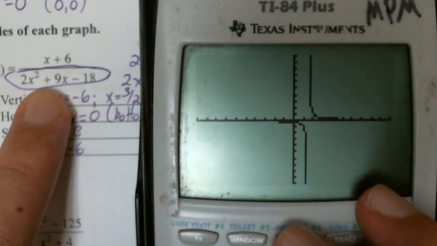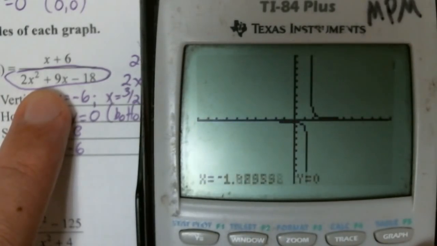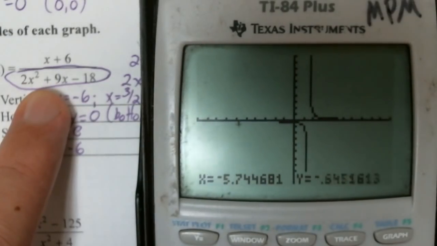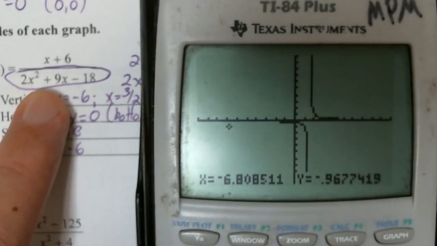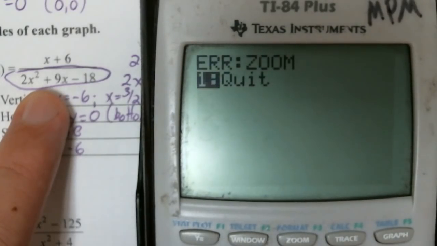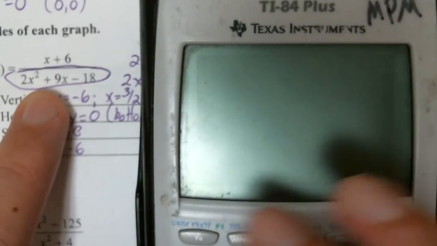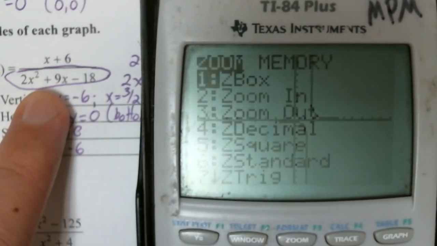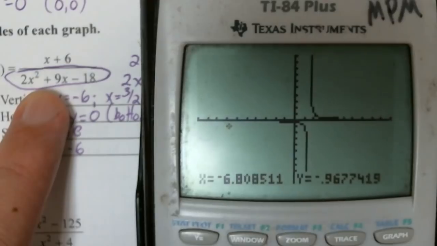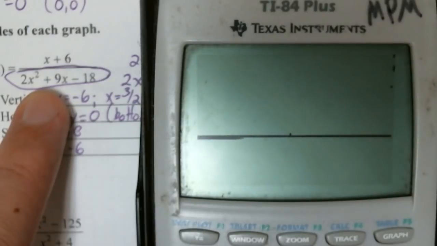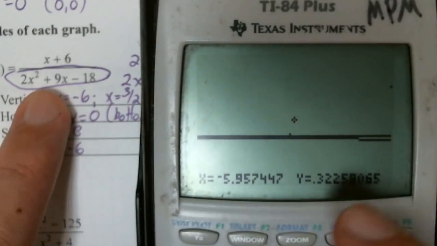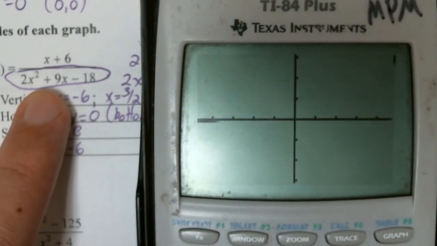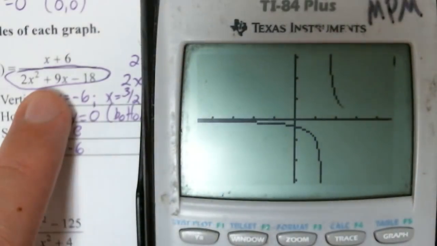Okay, so once again, I can't really see it. So I'm going to do a zoom box over here at negative 6. Sometimes it's hard to see. Okay, enter. Let's make a little box. Yeah, this one's going to be kind of hard to see. So zoom 1/10. Yeah, this one's going to be kind of hard to see, guys.